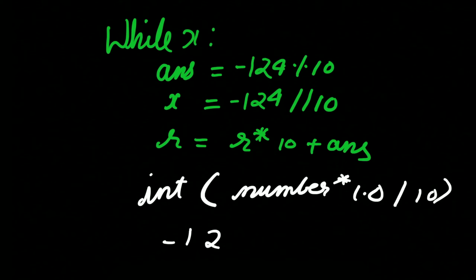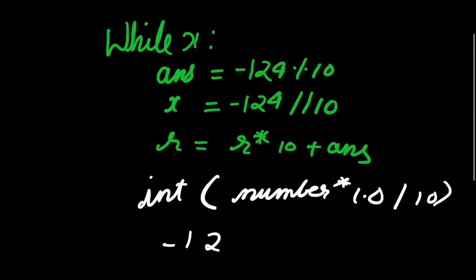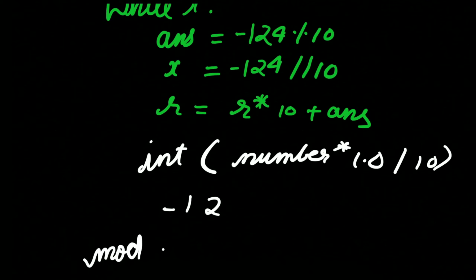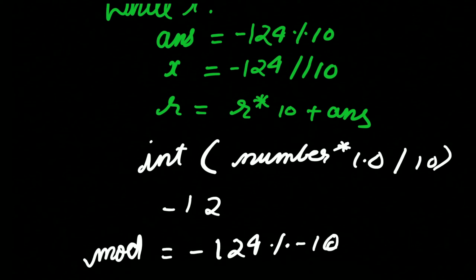Now for the modulus, what can you do? As I mentioned, if you do modulus of minus 124, you won't get 4, you will get 6. So how do you get 4 from that? For modulus, if you do something like minus 124 modulus by minus 10, then you will get the answer as 4.